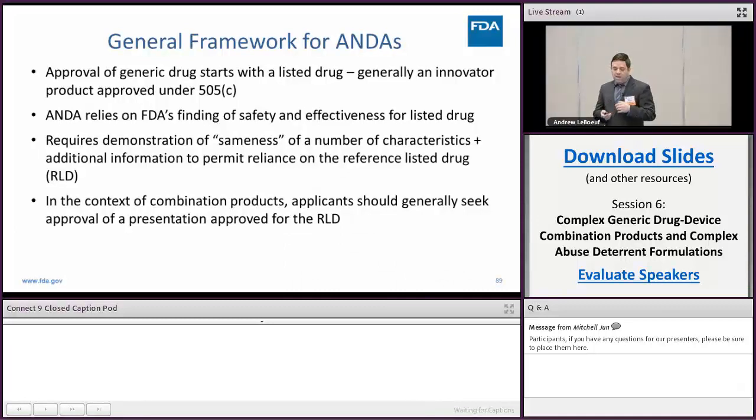In the context of combination products, the jumping off point really begins with the presentation of the product. So for instance, if the RLD is approved as an auto-injector, we generally require that the generic product also be an auto-injector. If the RLD is a transdermal system, similarly, the generic should come in as a transdermal system.